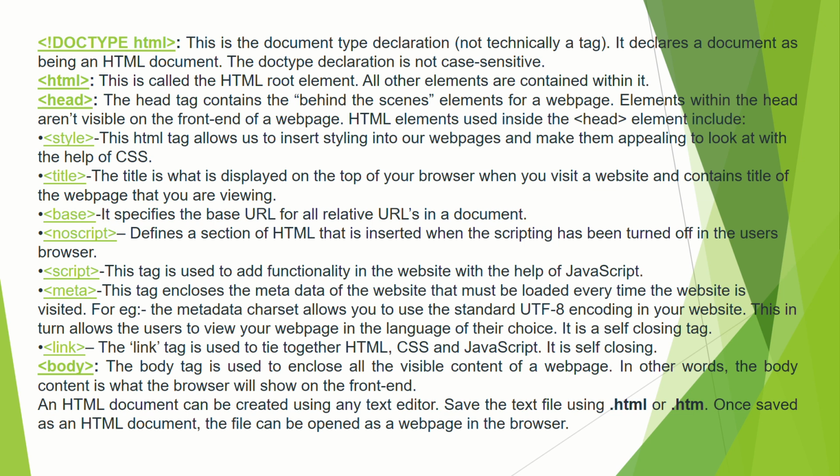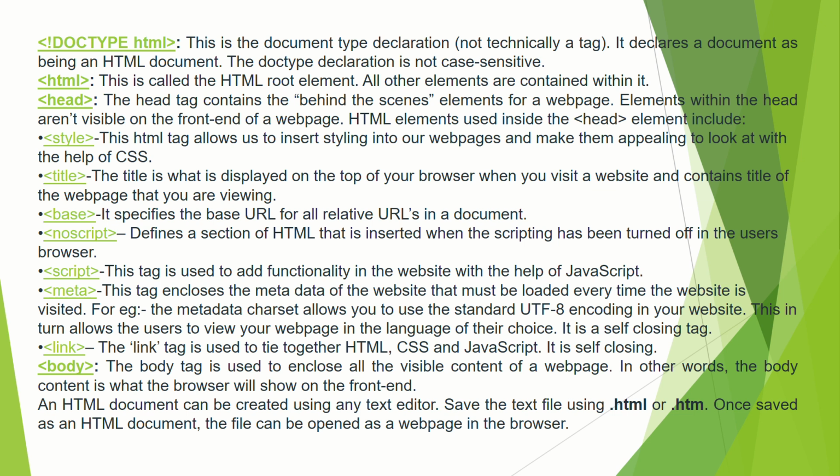Meta. This tag encloses the metadata of the website that must be loaded every time the website is visited. For example, the metadata charset allows you to use the standard UTF-8 encoding in your website. This in turn allows the users to view your website in the language of their choice. It is a self-closing tag. That means meta tag no need to be closed manually. Link tag. The link tag is used to tie together HTML, CSS and JavaScript. It is self-closing as well.